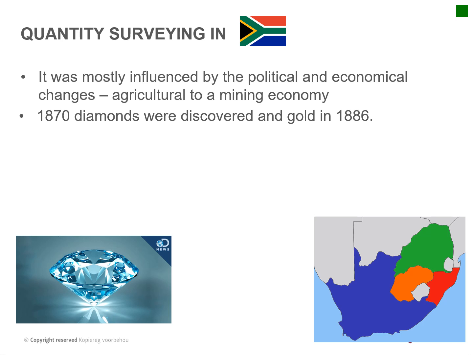So looking at quantity surveying in South Africa, it was mostly influenced by the political and economical changes. South Africa moved from an agricultural-based economy to a mining economy, which stimulated a lot of growth. And in the 1870s, diamonds were discovered, and gold in 1886, which had a big influence on how things were done in South Africa.